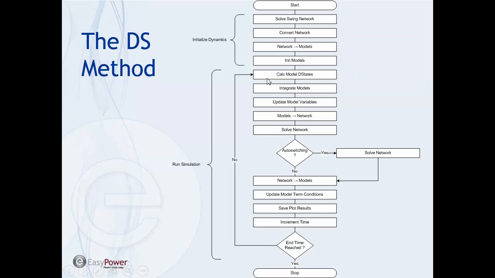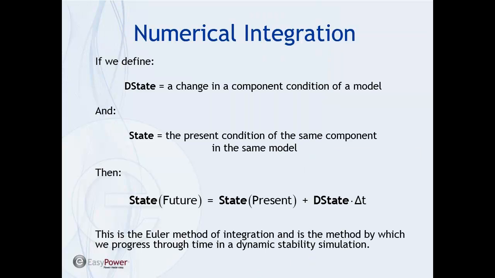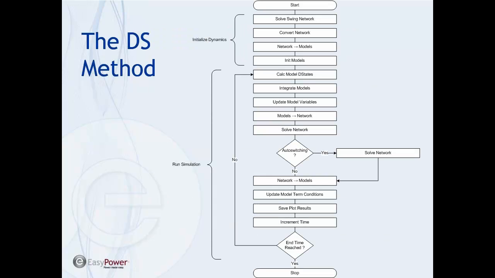Once we've initialized, there's your D state calculation. We calculate what's changing in the system, then we integrate it. The integration routine is just a little bit more complicated. There are several forms of integration routines, but it's basically this same form with one additional step in complication. It's called a modified Euler method, developed by DeMello. After integrating, we update some model variables. We then send the Thevenin voltage, that is the model condition, back to the network. Then we solve the network.